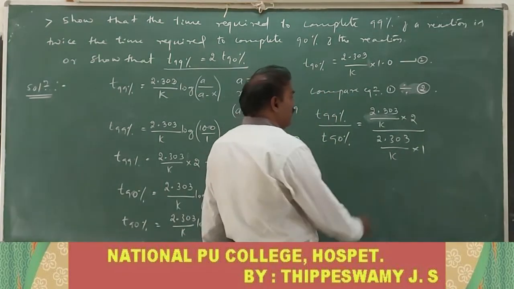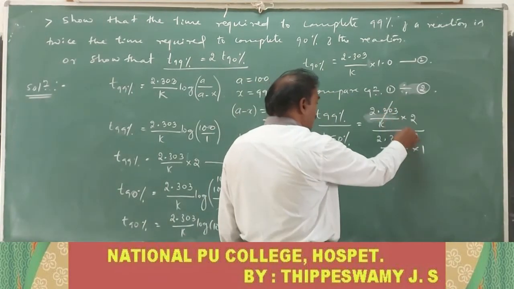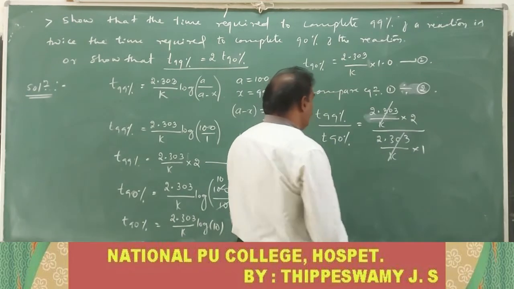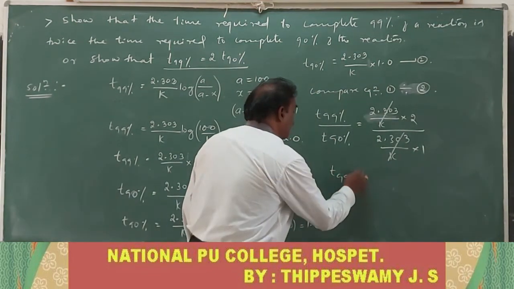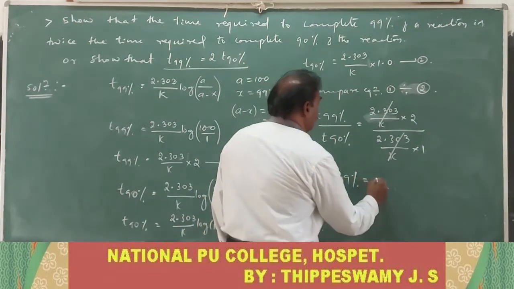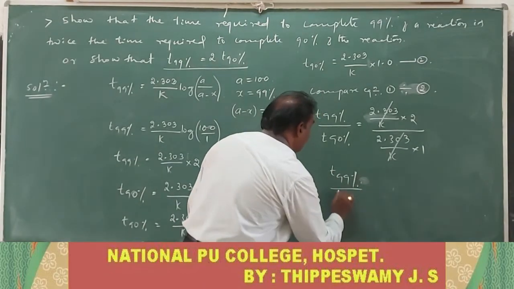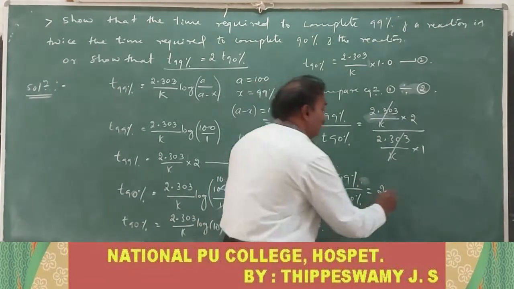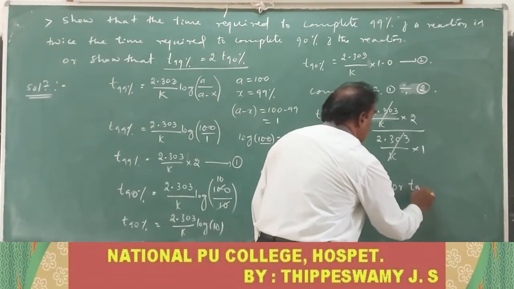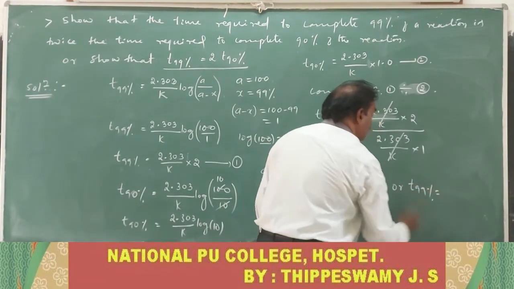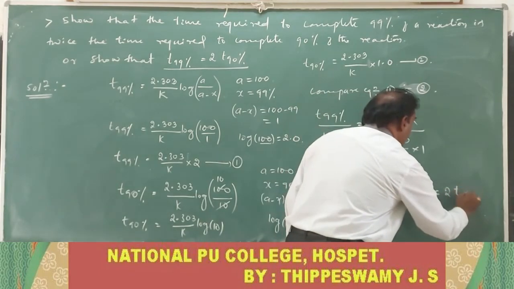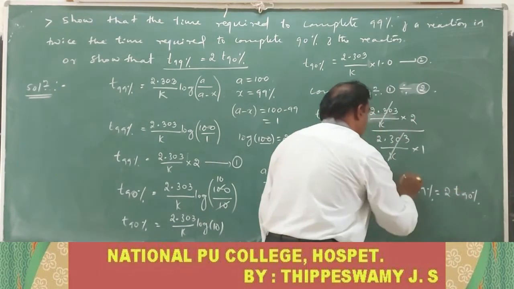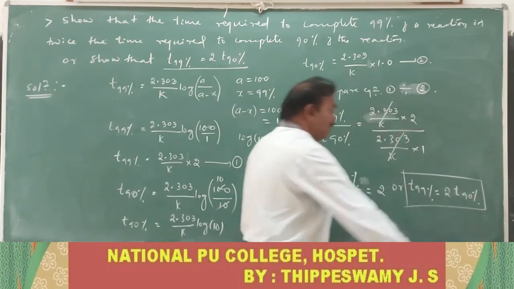So now 2.03 by K and 2.03 by K get cancelled only. And finally what you can write, T 99% by T 90% is equal to 2, or finally we can write, T 99% of the reaction is equal to 2 into T 90%. So this is the final form we can write.